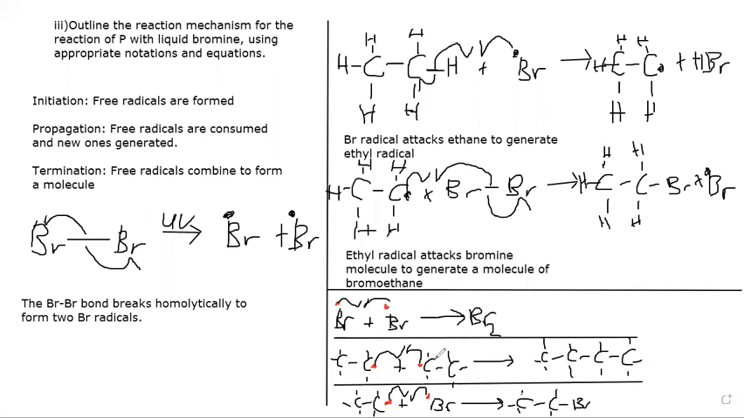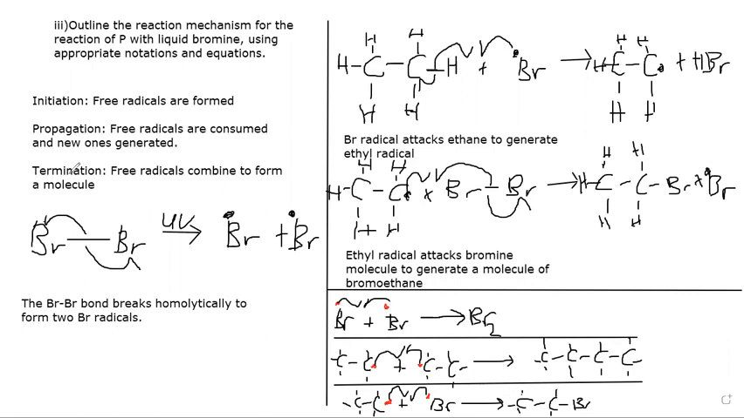All right, so here are the three termination steps based on this example. So as we said, free radicals combine. So two bromine radicals combine to form the molecule. Remember, a radical is any species with an unpaired electron. All right. Two ethyl radicals would combine to give you a molecule of butane, and an ethyl and a bromine radical combine to give you bromoethane. Right?